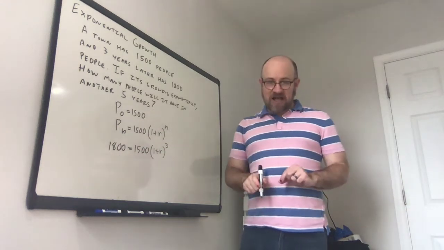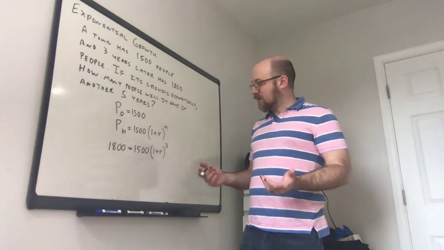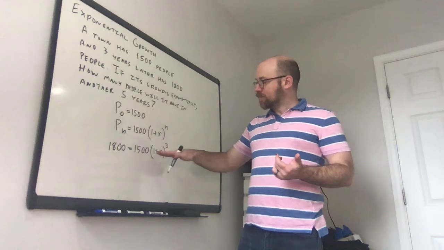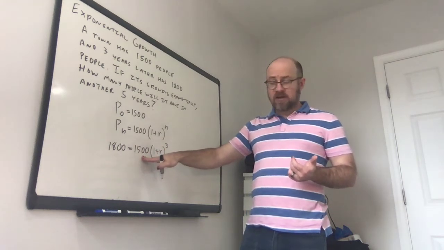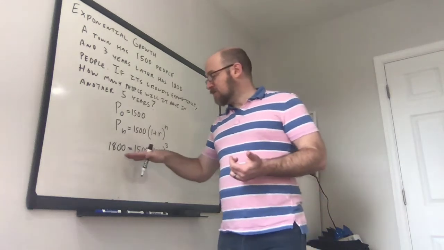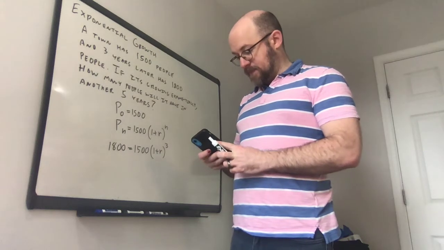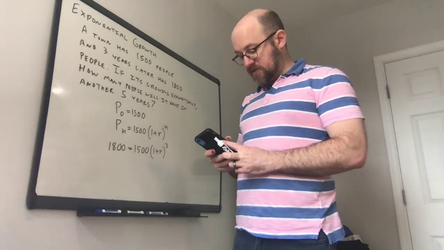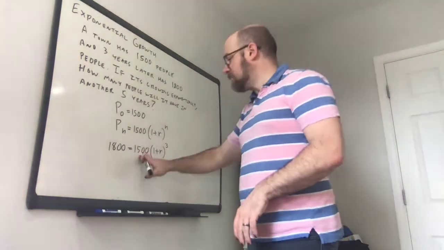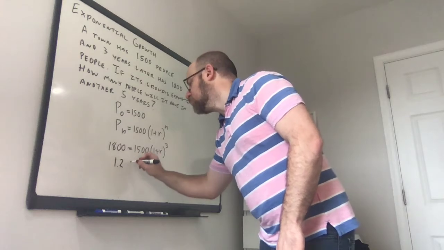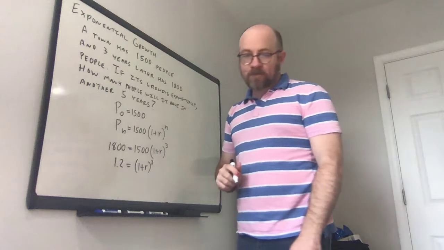And this we can actually solve. Now the algebra is a little bit trickier than it was, like I said, with the linear. It's not quite as simple. We have to be a little bit careful. First thing we want to do here is divide out by 1,500, get the exponential piece by itself. So 1800 divided by 1500 is 1.2. So if I divide both sides by 1500, I get 1.2 equals 1 plus r to the third.